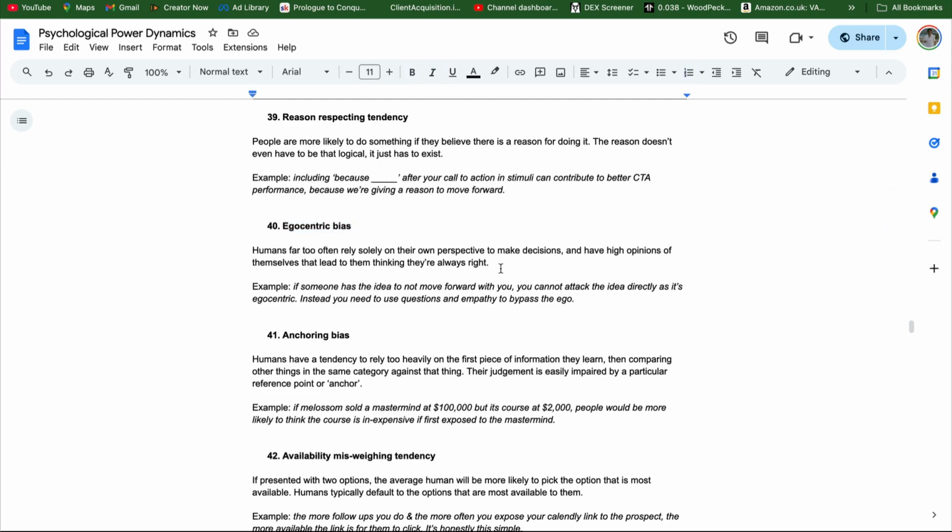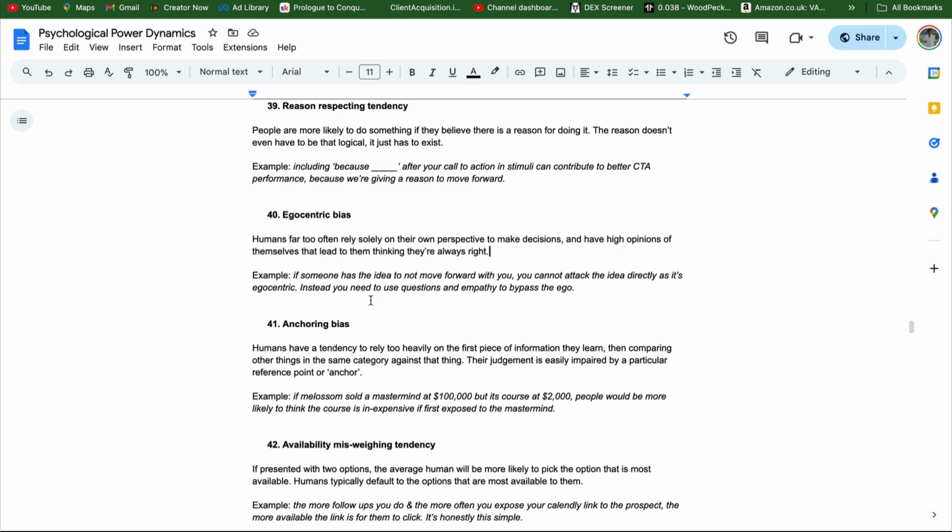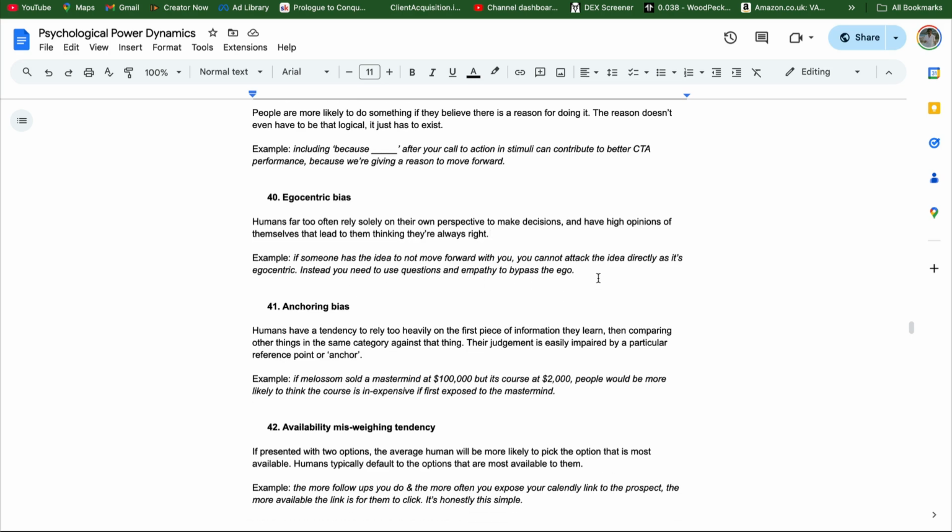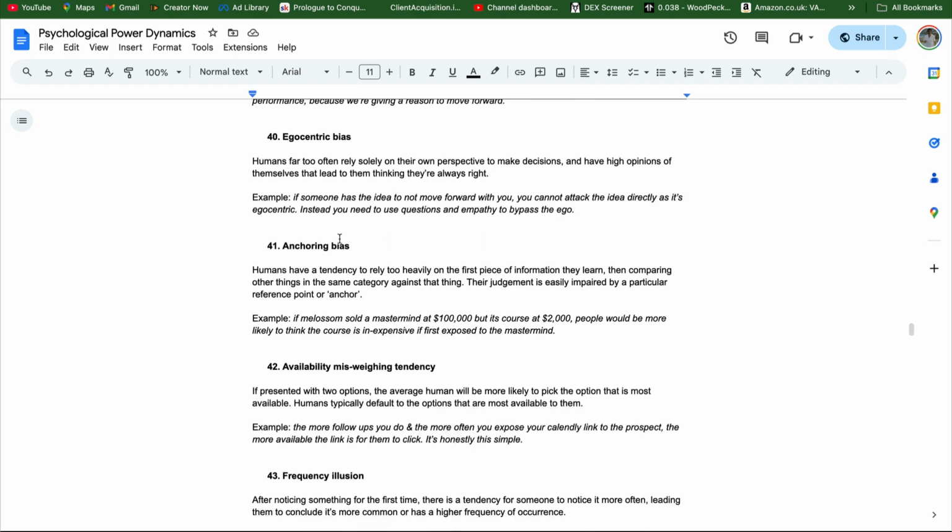40, egocentric bias. Humans far too often rely solely on their own perspective to make decisions and have high opinions of themselves that lead them to thinking they're always right. Example, if someone has the idea not to move forward with you, you cannot attack the idea directly as it's egocentric. Instead, you need to use questions and empathy to bypass the ego.